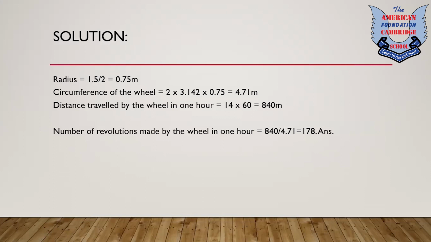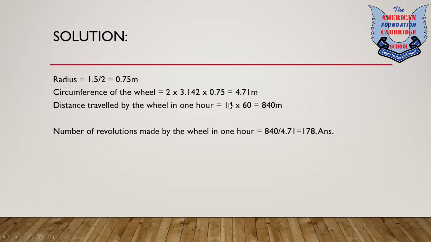Solution: first we'll calculate the radius, then the circumference. Circumference has a formula 2 pi r. 2 is constant, pi is constant, and we found out the radius in the first step, so we get 0.75. We multiply them all, we get the circumference of the wheel, that is 4.71. Then the distance traveled in 1 minute. Since the speed mentioned in the previous slide is in seconds, we'll convert it into minutes. 1 minute has 60 seconds, so we multiply the speed by 60. It will give you 840.